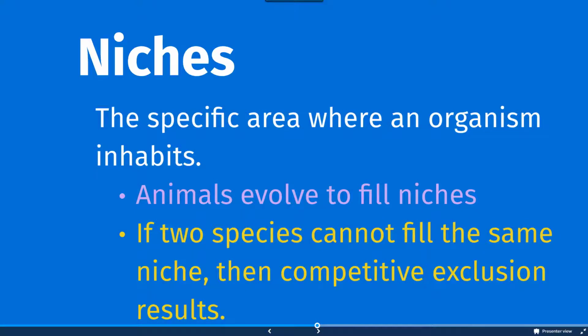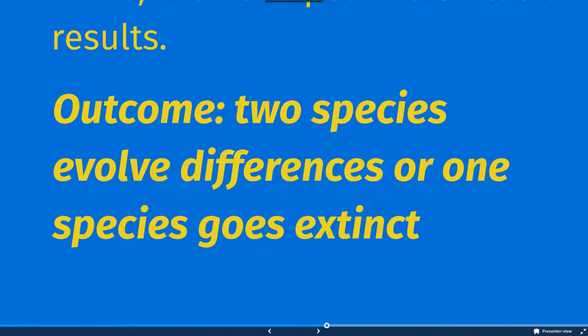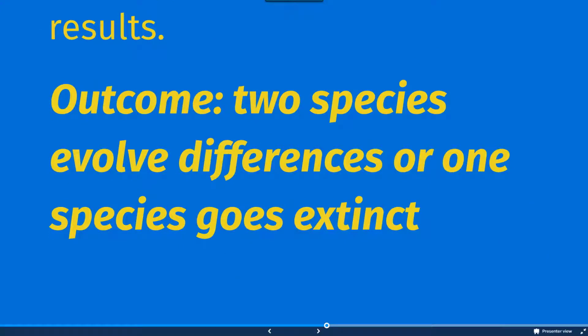We also need to understand the concept of a niche, which is a specific area where an organism is going to inhabit. Animals evolve over time to fill these niches, and resource partitioning is a really great example of having very specific niches within a small area. If two species cannot fill the same niche, then competitive exclusion will result. Ultimately, two species need to either evolve differences in order to survive in these specific niches, or one of the species will go extinct if they're in the same region and they can't undergo that resource partitioning.